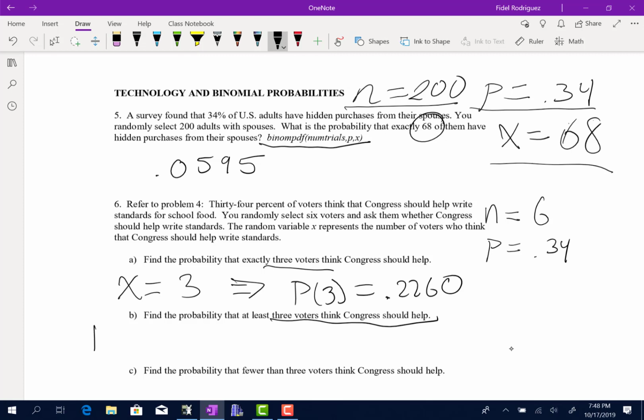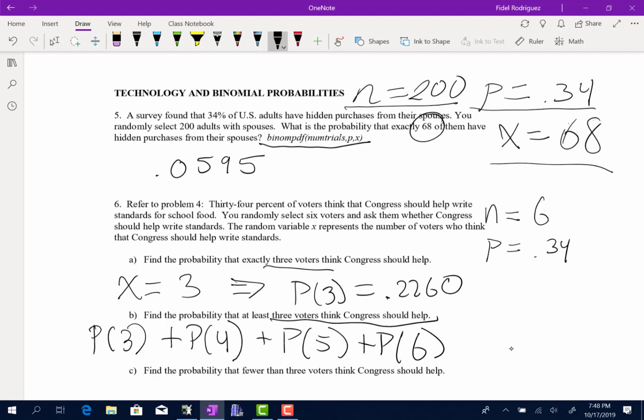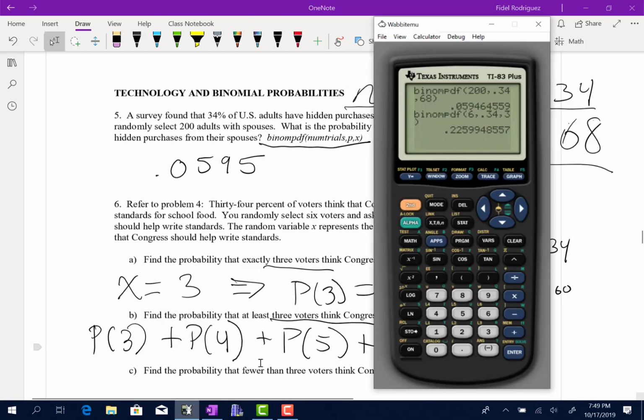So guys, aren't I going to do the same thing? I'm going to say, look, I want to find the probability of 3. But I want to find also the probability of what? Okay, where are we going to stop at? We're going to stop at 6 because we're only asking how many people? We're only asking 6 people. Okay, so we already know what the probability of 3 was. We said that number was 0.2260.